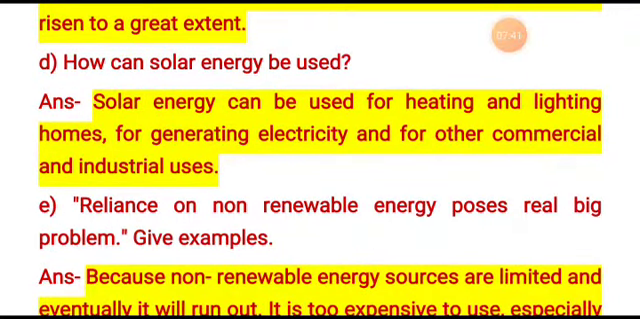D. How can solar energy be used? Answer: Solar energy can be used for heating and lighting homes, for generating electricity and for other commercial and industrial uses.